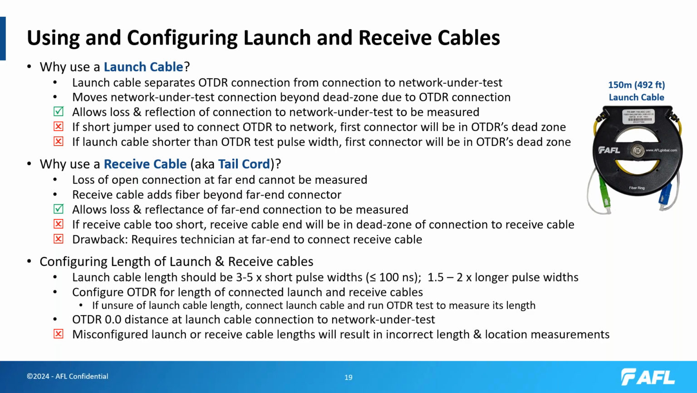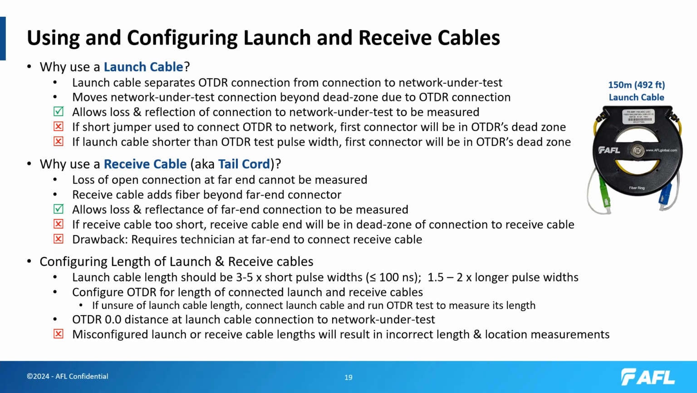So configuring the length of launch and receive cables: once you've connected one up, you need to inform the OTDR that you do have a launch cable in place and what its length is. This is one of the settings that you would configure. You want your launch cable length to be 3 to 5 times the shortest pulse width you'll be using, and 1.5 to 2 times if you're using longer pulse widths.